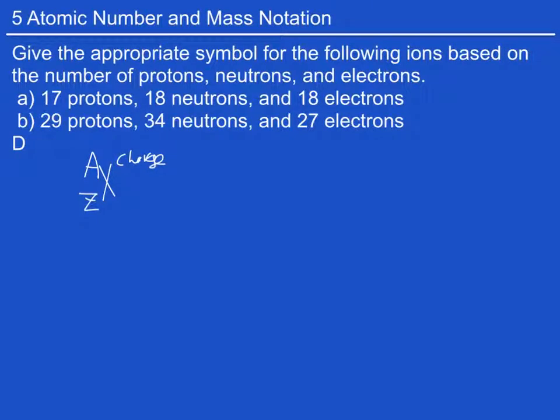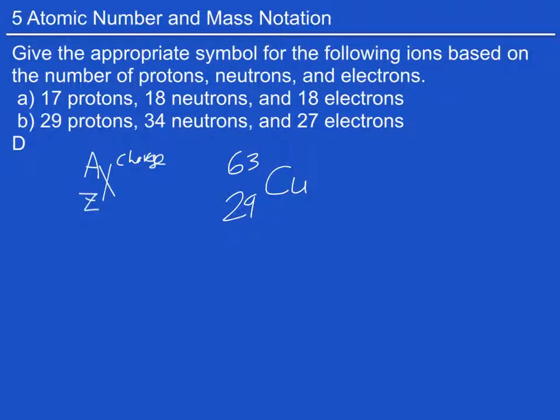Okay, for number B, we're going to do the same thing. So again, we know that Z is now 29. And we know that if we add 29 and 34 together, we get 63. If we look up number 29 on the periodic table, you can see that for Z of 29, that gives us copper. So we're dealing with copper. Now we just have to deal with the charge. The 29 and 34, again, protons and neutrons together made up our A.